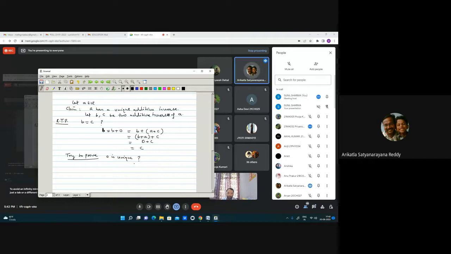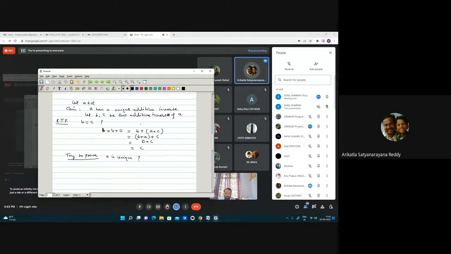So now we denote that as, yeah, Priyanshu? We proved that a has a unique additive inverse, right? But how do you denote that? Since it is unique, I can give a name to it. What is the name I give? A has a unique additive inverse. We proved that. Since it is unique, I can give some name to it. What is the name we give to it?